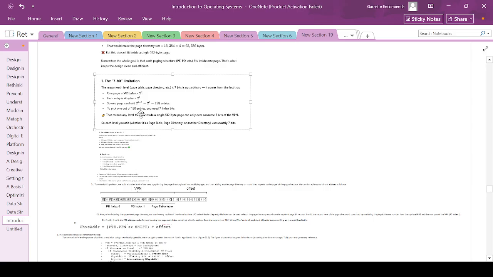That means any level that fits inside a single 512 byte page can only ever consume 7 bits of the VPN. So again, any level that fits in one page can hold 2 raised to 9 from that 512 byte, divided by 2 raised to 2 from that 4 bytes, which equals 128 entries. So to pick one out of 128 entries, you need 7 index bits.